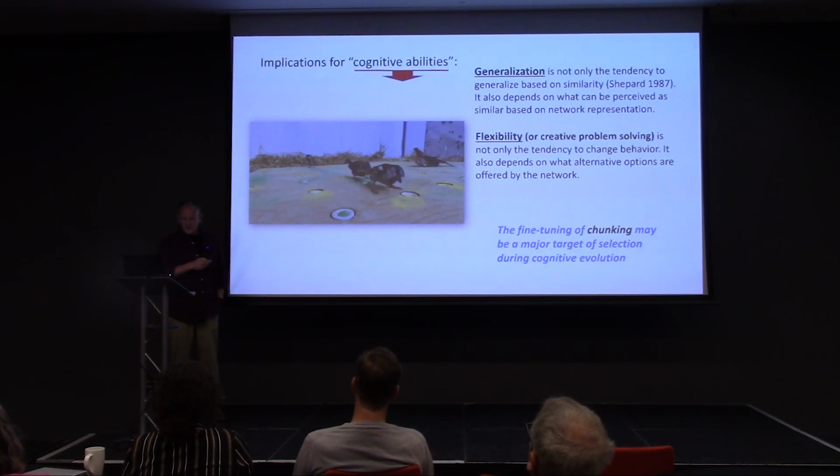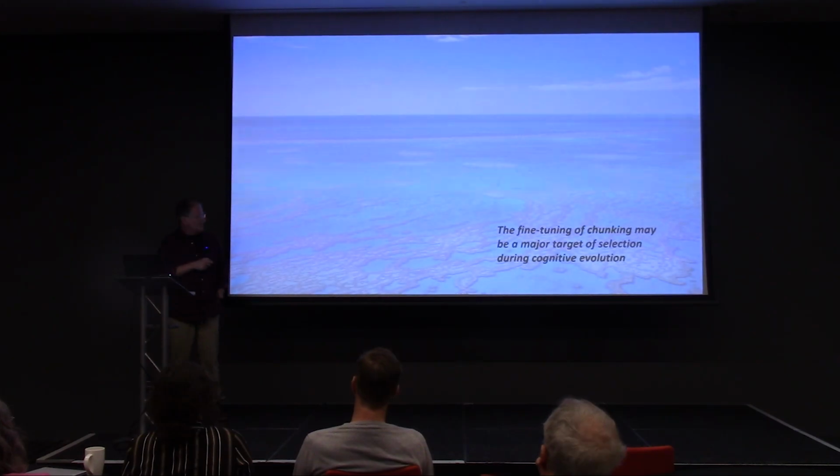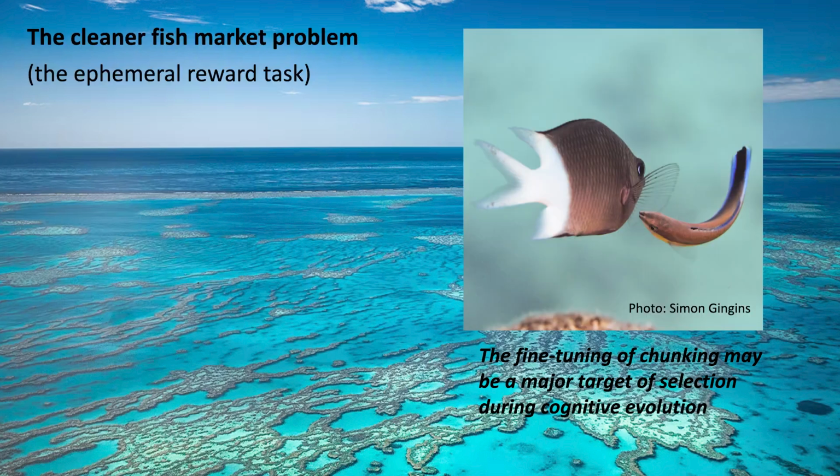And in the paper I hope to write for the volume of this conference, I hope to use some examples from our research to see how they are related, but I thought that for this particular lecture, it would be better to use another example, how the fine-tuning of chunking may be a major target for selection during cognitive evolution. And this is a story about fish, a fish that many of you know. It's a very famous fish. It's the cleaner fish. And what you know as the cleaner fish market problem or the ephemeral reward task.